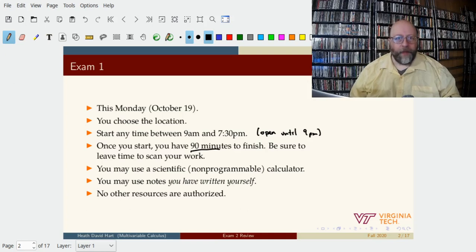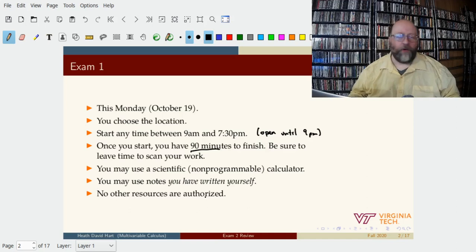Okay. You may use a scientific non-programmable calculator. You may use notes that you have written yourself. These are the same rules that we had for test 1. Please stick to them. I do not want to have to turn ugly over this. You may use notes that you have prepared yourself, but you're not allowed to use any other resources. Okay?